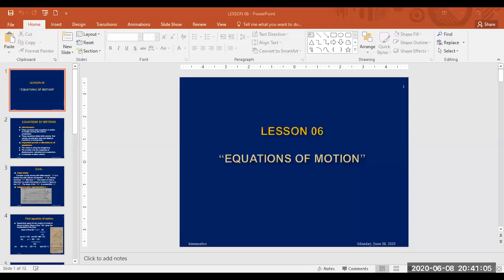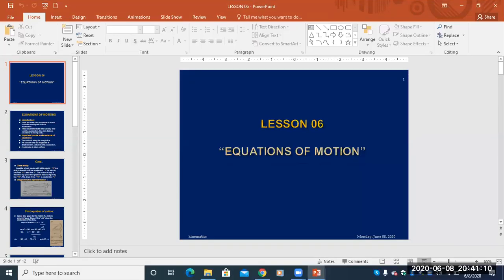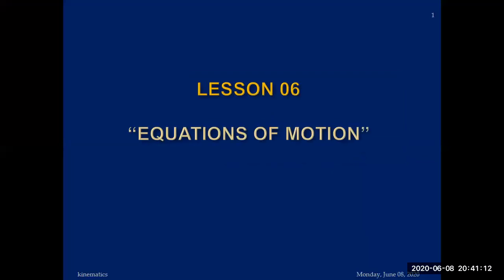Welcome back, students. This is another most important class of this level, that is for equations of motion. Most of the time, one of the equations is asked during any type of test or exam. There are three types of the equations of motion.